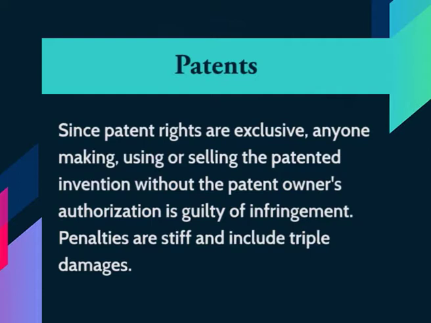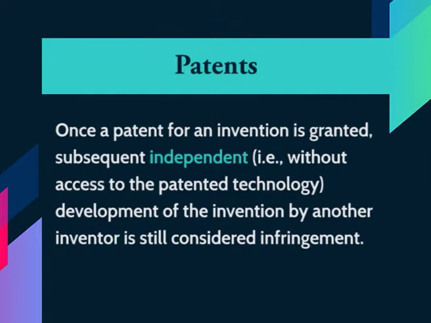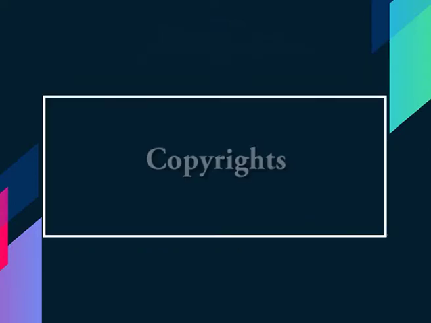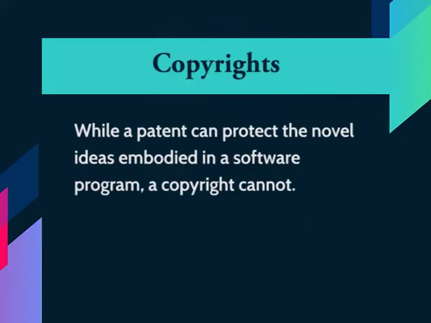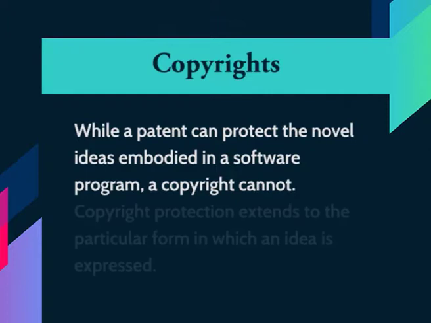Penalties are stiff and include triple damages. Once a patent for an invention is granted, subsequent independent development of the invention by another inventor, without access to the patented technology, is still considered infringement. Now, copyright. While a patent can protect the novel ideas embodied in the software program, a copyright cannot.